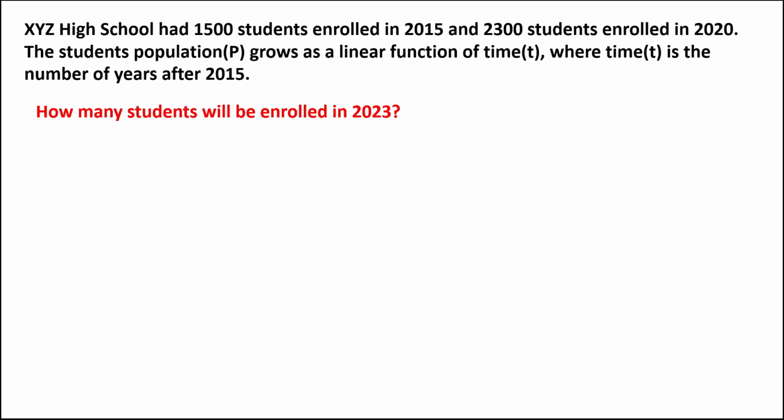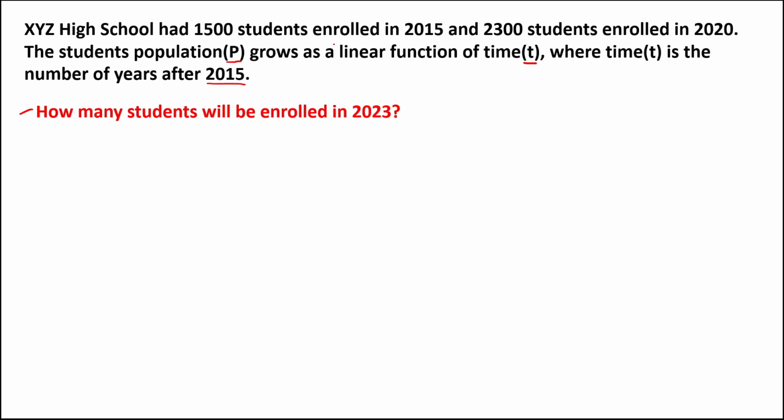So let's have this problem. The XYZ High School had 1,500 students enrolled in 2015 and 2,300 students enrolled in 2020. Then the student population P grows as a linear function of time, where time is the number of years after 2015. Then to solve for this problem, how many students will be enrolled in 2023?